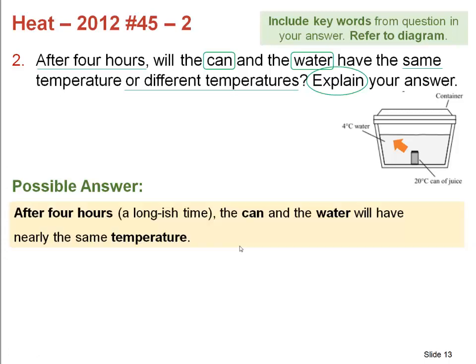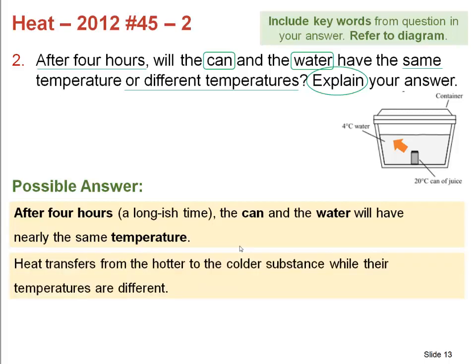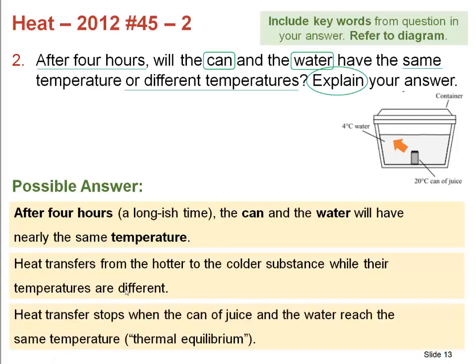Explain. After 4 hours, a longish time, the can and the water will have nearly the same temperature. Given a long enough time, temperatures tend to come to the same point. As the heat transfers from the hotter to the colder substance, while their temperatures are different, heat transfer stops when the can of juice and the water reach the same temperature, which is also called thermal equilibrium.